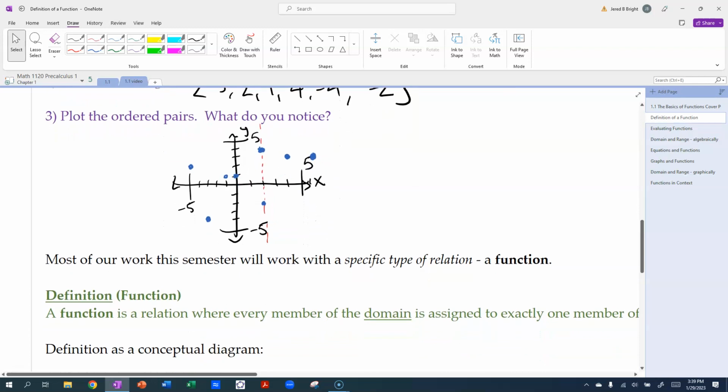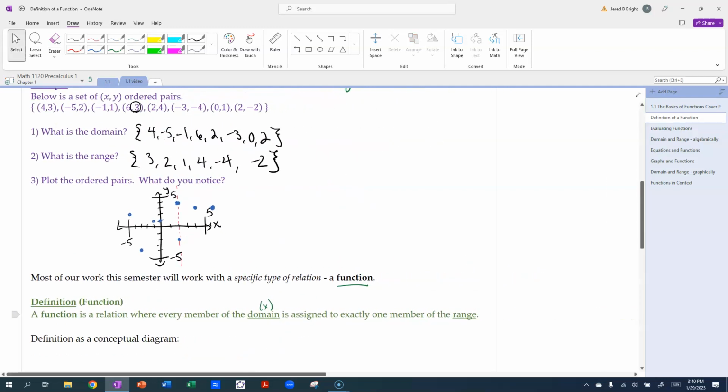When we look at relations more generally this semester, we're going to look at what we call functions. Functions, again, you've probably heard of them. It's a relation, so we have a set of ordered pairs, where every member of the domain, so all the x values, is assigned to exactly one member of the range, the y values.